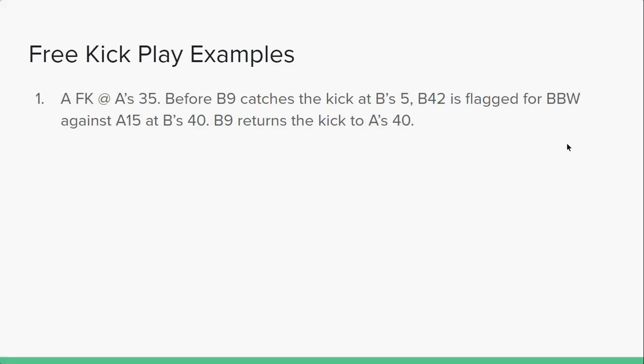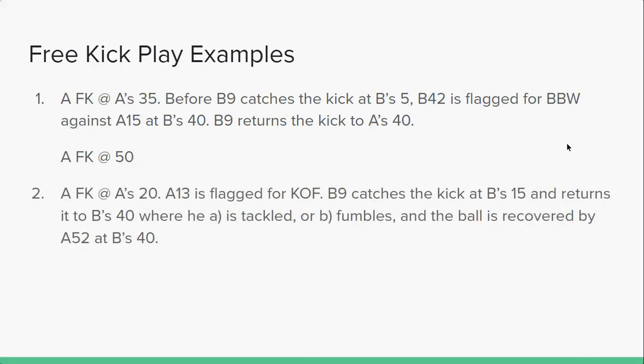Some examples for free kick plays. Let's say we free kick at the 35 before B9 catches the kick at B's 5. B42 is flagged for blocking below the waist against A15 at B's 40, and B9 returns his kick to A's 40. The only place to enforce that penalty is from the previous spot, so we'd go 15 yards, and we would replay the free kick down from the 50-yard line.